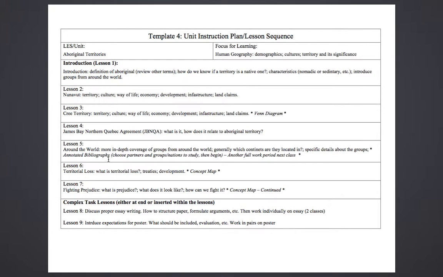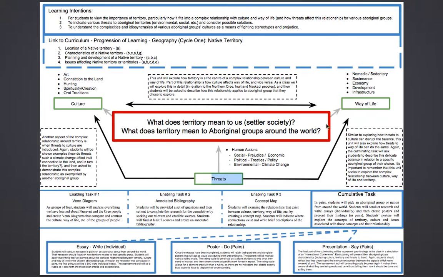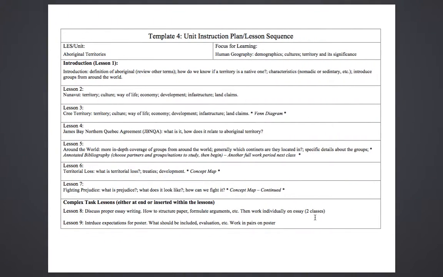And that's where we really start to see this web being introduced, or the relationship between territory, way of life, and culture, and how threats, which development can often be seen as, affect this balance. So we're going to talk about development up north and how that can affect that delicate balance. Lesson 5, we're going to look at more groups around the world, and we're going to pair off and start to pick those groups. And then they'll be given time to work on their annotated bibliographies.